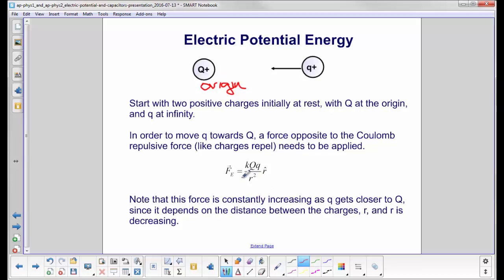If you don't have an external force, this q is never going to get there. So here we have Coulomb's Law, which is k times big Q, little q, over r squared. Do you remember what this is from the last chapter? This is called r hat. It is a unit vector. Its magnitude is 1, and it's in the direction between these two charges in a straight line. So when we look at Coulomb's Law, we see that the force is constantly changing as little q gets closer to big Q, because it depends on the distance r, and r is decreasing. So the force is constantly increasing as we push q towards big Q.